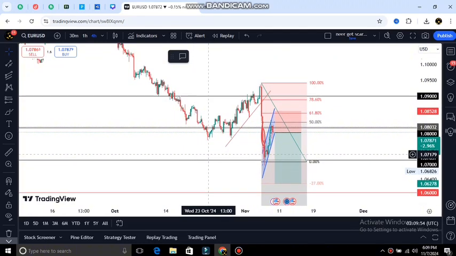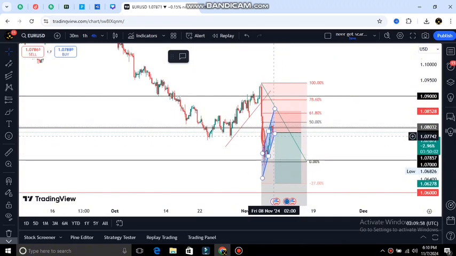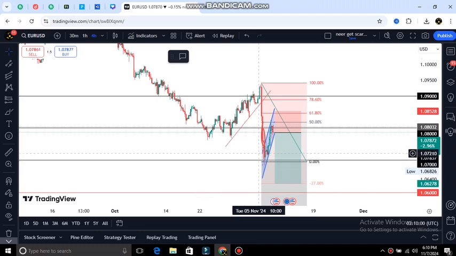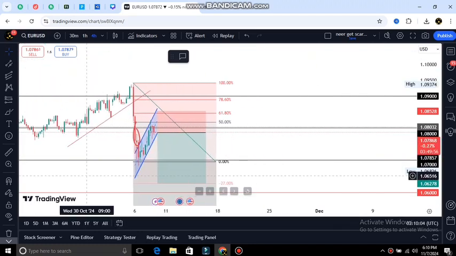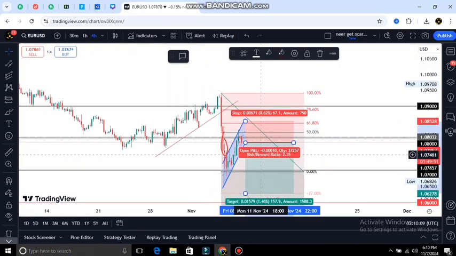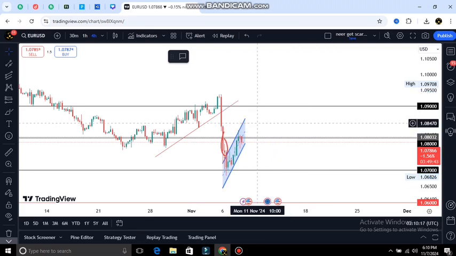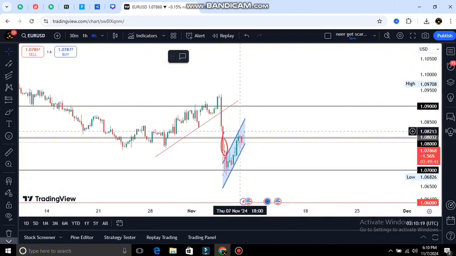Right now, I'll say this is a kind of correction that the market is making. I don't think this is a reversal. This is a correction, and the market will come back down. It will definitely come back down. It will retrace to this 50, and as you can see, it's exactly on the 50% Fib retracement level.